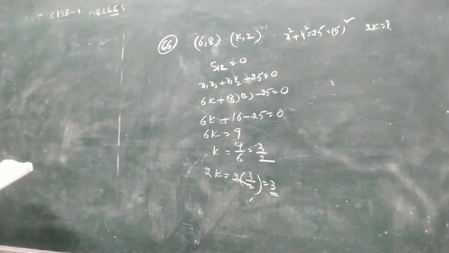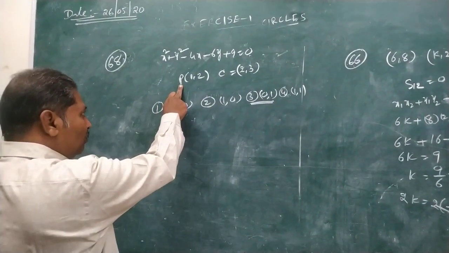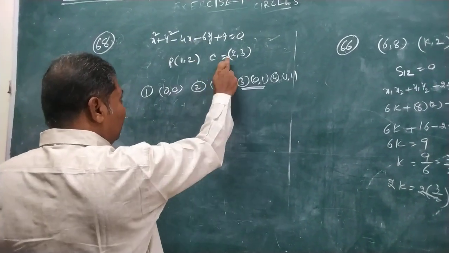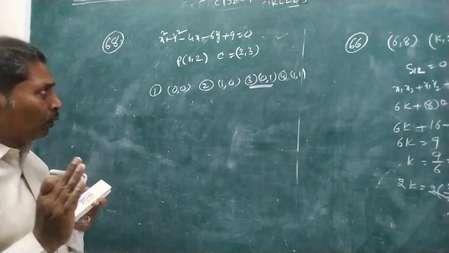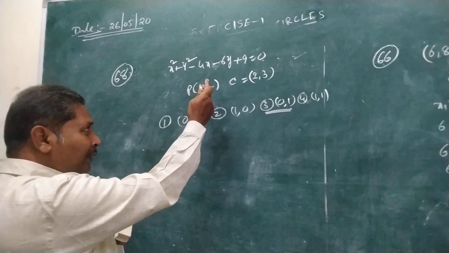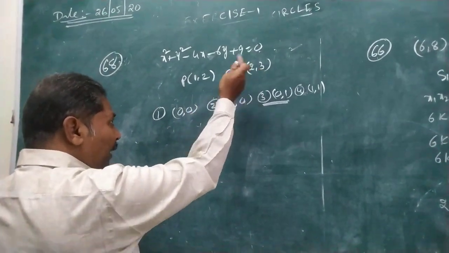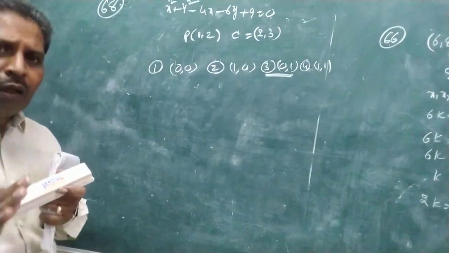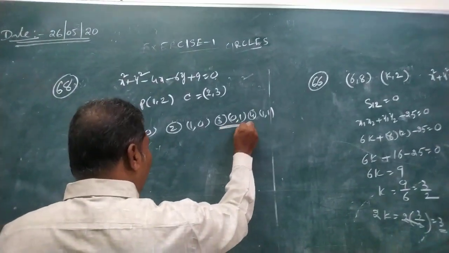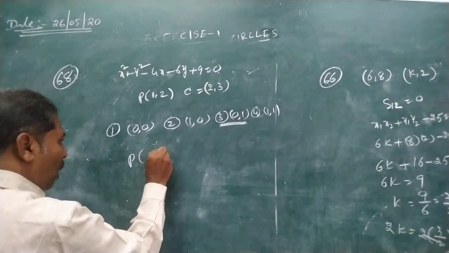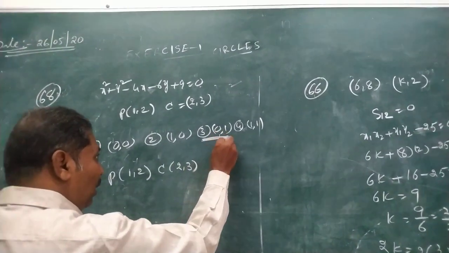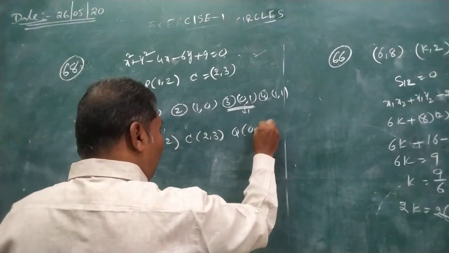Next, inverse point of P with respect to this circle. Center of the circle is 2, 3. We know the condition: a point, its inverse point and the center of the circle are collinear points. So, by verification, P point 1, 2, center 2, 3, let it be Q point 0, 1.